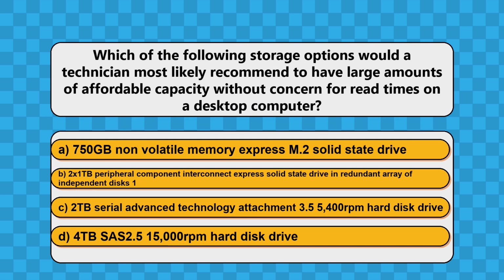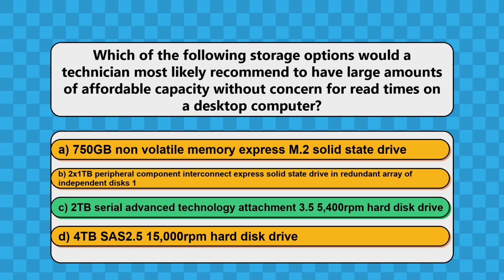Question 36. Which of the following storage options would a technician most likely recommend to have large amounts of affordable capacity without concern for read times on a desktop computer? Option A. 750 GB non-volatile memory express M.2 solid-state drive. Option B. 2x1 TB peripheral component interconnect express solid-state drive in redundant array of independent disks 1. Option C. 2 TB serial advanced technology attachment 3.5, 5,400 RPM hard disk drive. Option D. 4 TB SAS 2.5, 15,000 RPM hard disk drive.